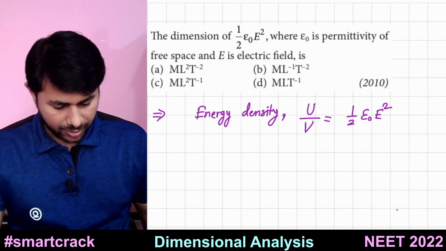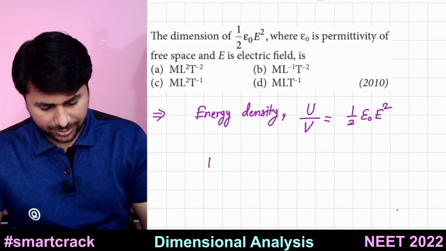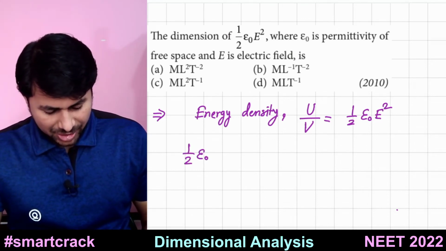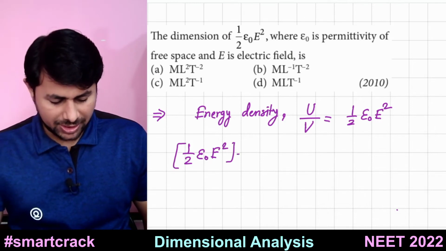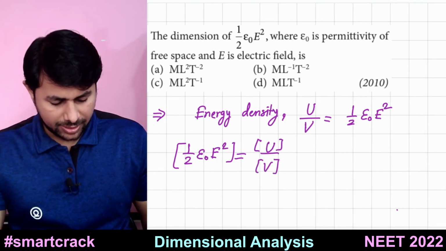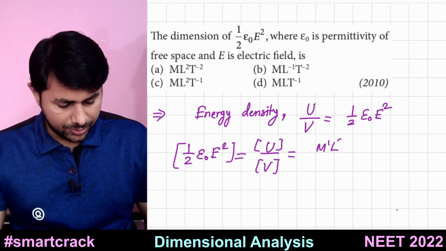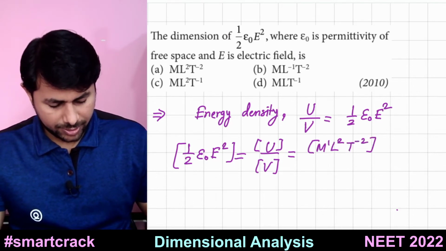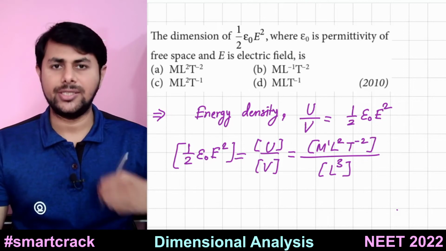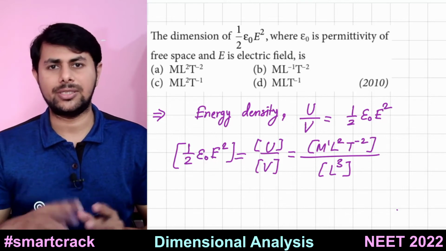So what are dimensions of energy? You don't have to write it like this in the NEET exam, just finish it fast. So dimensions of this term are equal to dimensions of U upon dimensions of V. This U is energy. So dimensions are M1 L2 T raised to minus 2, or L2 M1 T raised to minus 2, and dimensions of volume are L raised to 3. If we take this in numerator, it becomes L raised to minus 3. So again, we have L raised to 2 minus 3, which is L raised to minus 1.